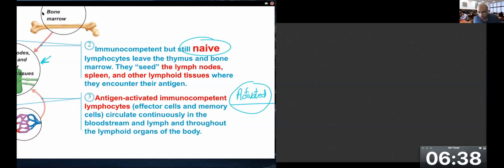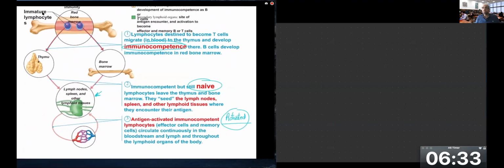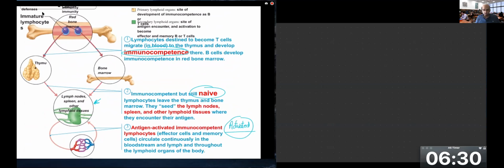Any questions so far? We're going to be discussing after we come back from the break how the B lymphocytes, the T lymphocytes are going to be acting in order for them to attack the pathogens. But before we leave to the break, any questions? Any questions? Anybody is still here?